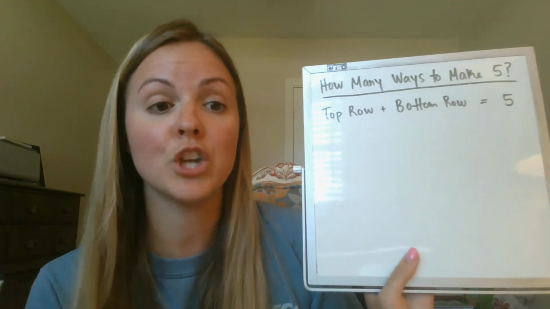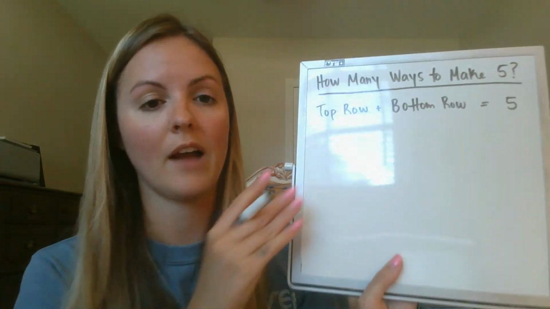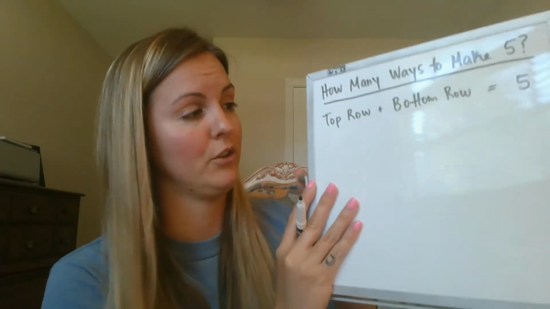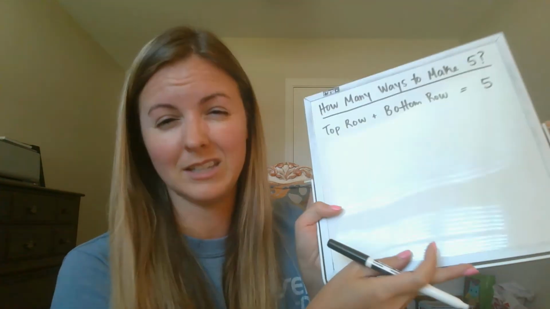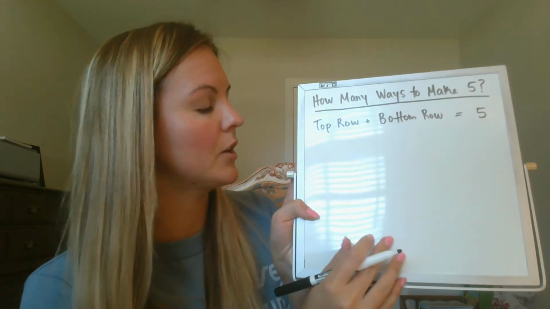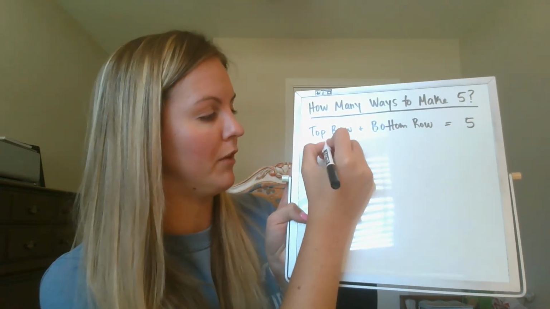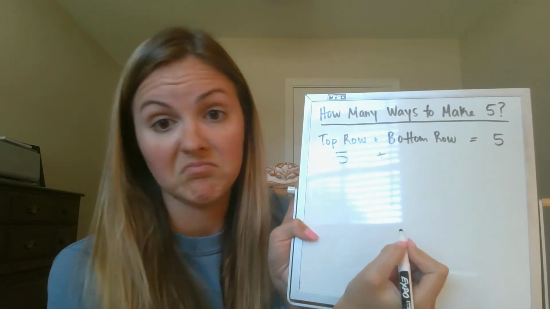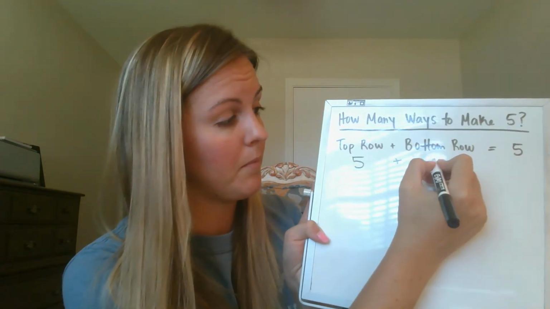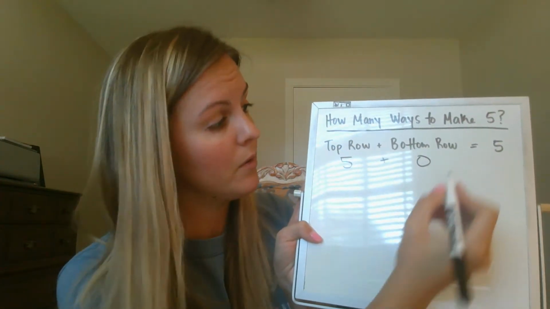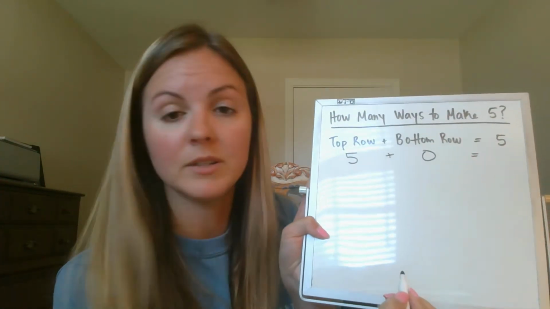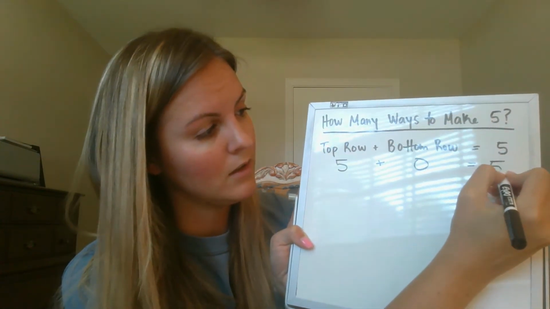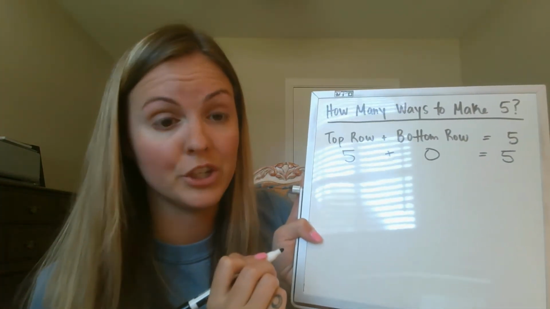So if I wanted to show 5 on my number rack, there's quite a few ways I can do that actually. We went through a few of them already. Let's see if we remember. On our top row, I could move over 5 white and then not move over any on the bottom, which would be 0. And 5 plus 0 is 5. So that's one way we could show 5.